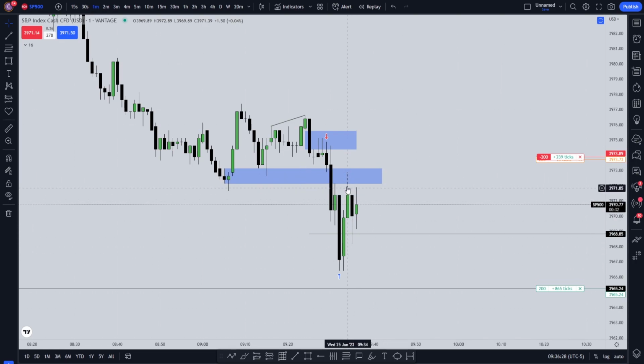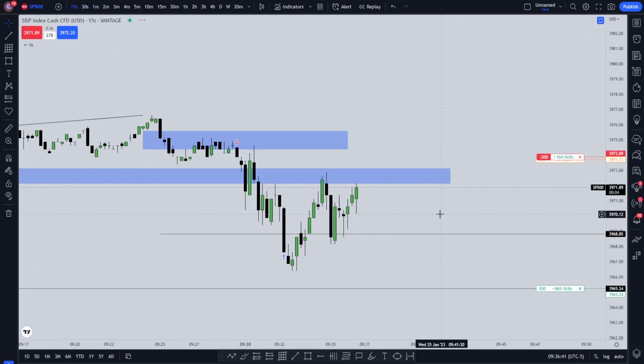Now here we've come into this wick, which is also classed as a gap. See if we came into the 50% of that. No, but it's all good. So have a look at the 15-second. Nothing here.